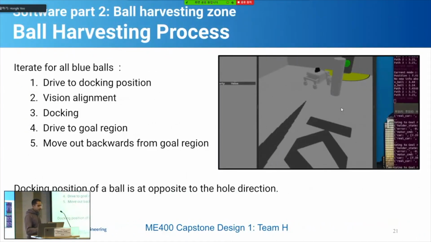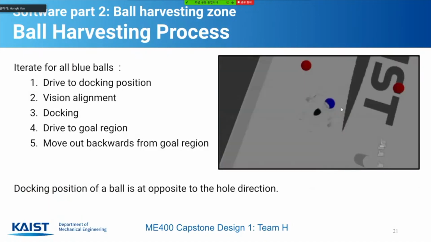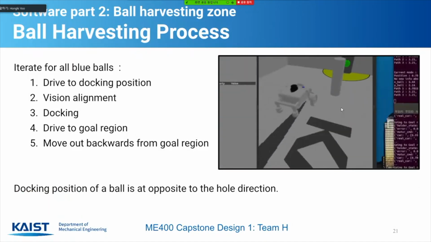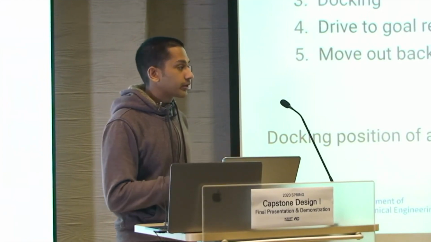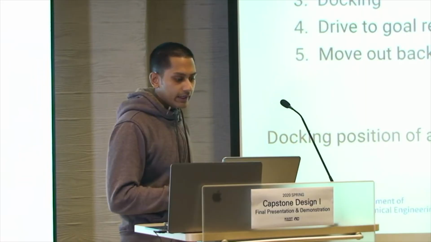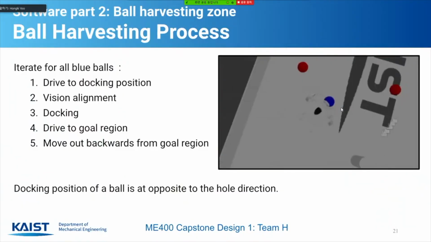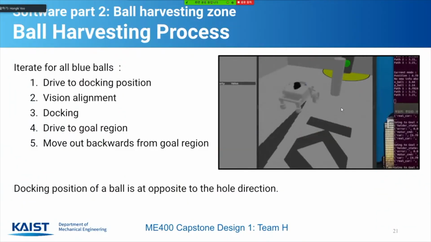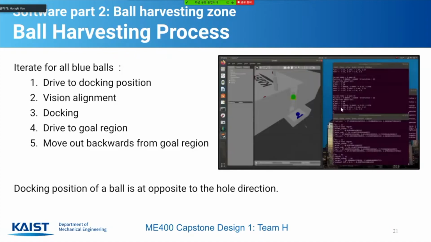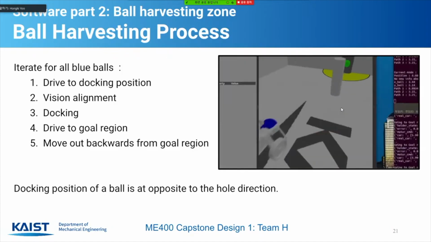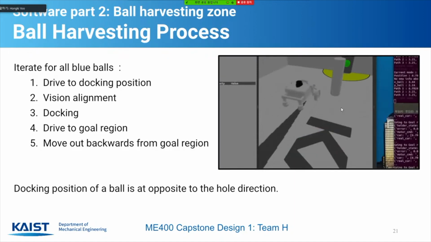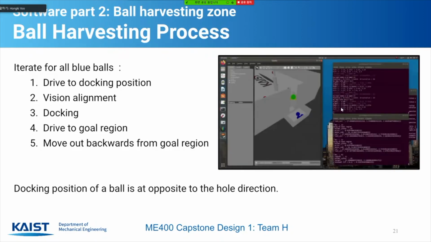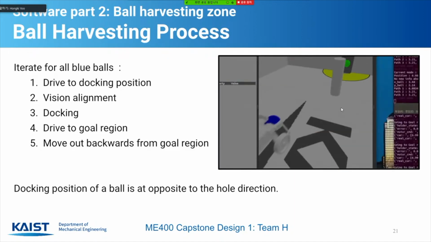Basically, the entire process of ball harvesting uses the functions that I showed in the previous slides. It first drives to the docking position by path calculation from the current position. Then after vision alignment, our vehicle goes straight forward to the ball until the ball is in the holder. We call this the docking process. From the docking position, we calculate the position opposite of the hole from the ball position, so the vehicle can collect the ball and go straight into the hole.